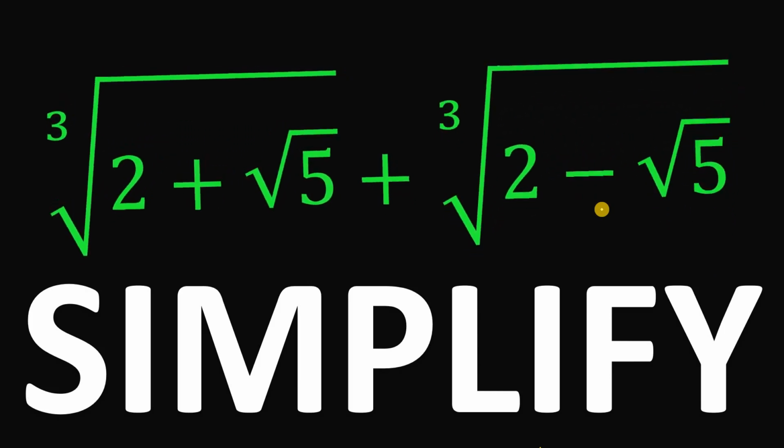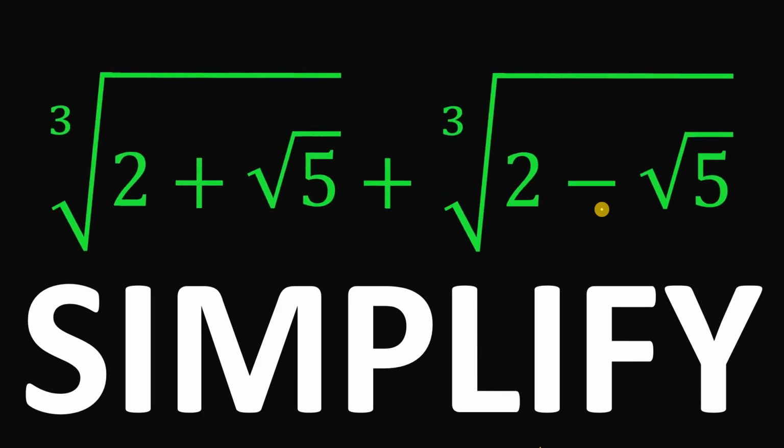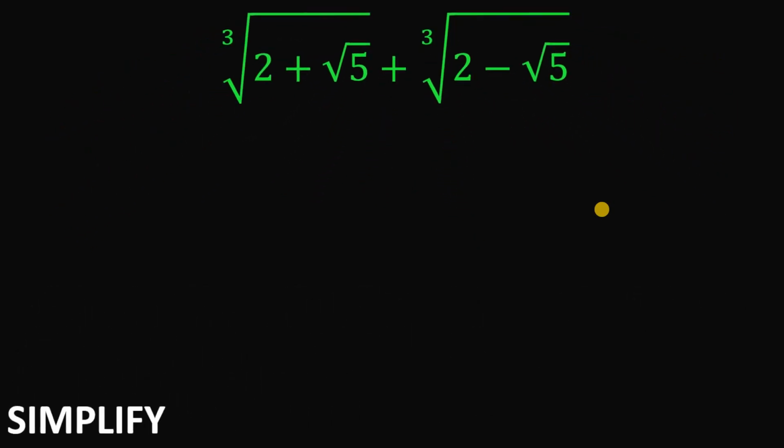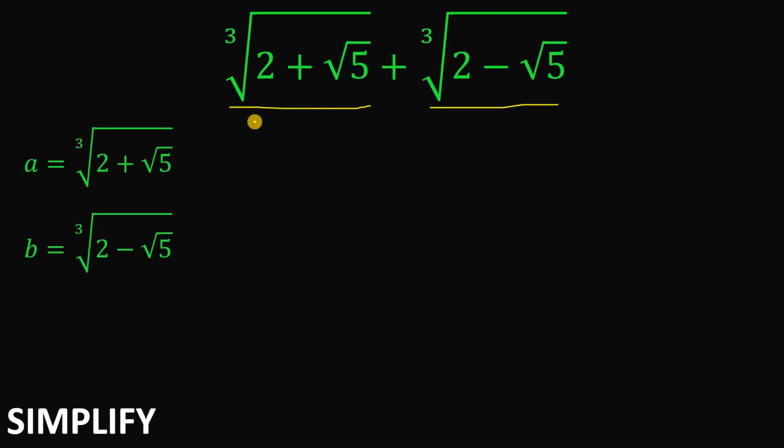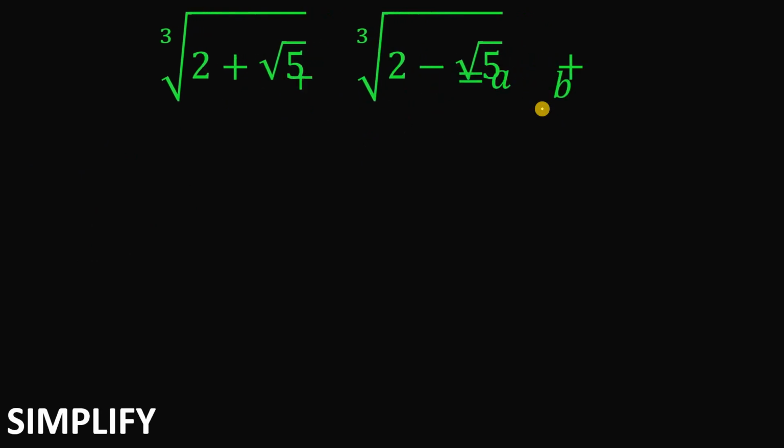Now suppose you pause this video. Let's see if you got the correct answer without using a calculator. To answer this kind of question, we're going to replace these two expressions with variables. Let's call the first, cube root of 2 plus square root of 5, equal to a. And the other one, let's call this b. So the entire expression, we can rewrite as a plus b.